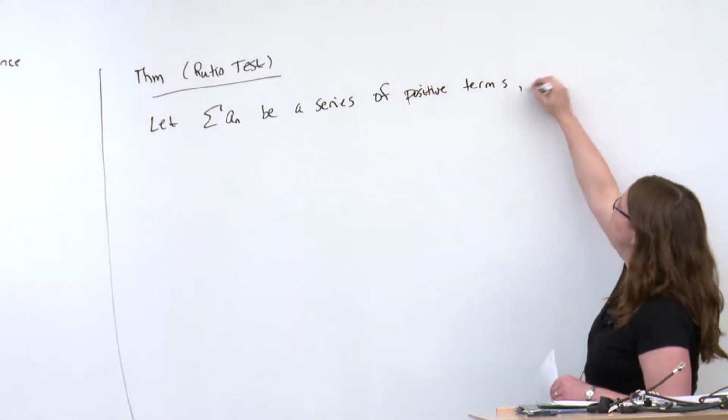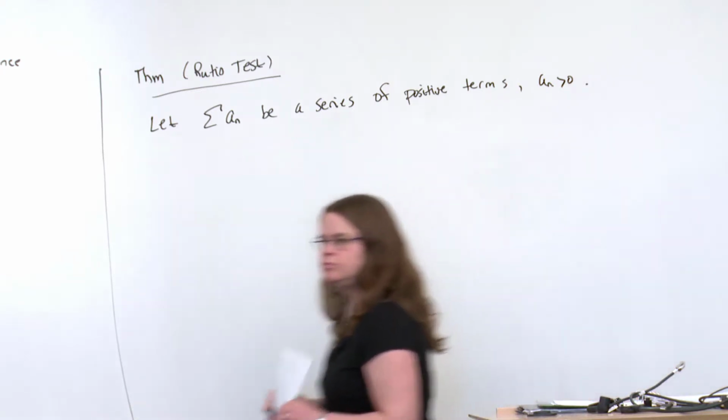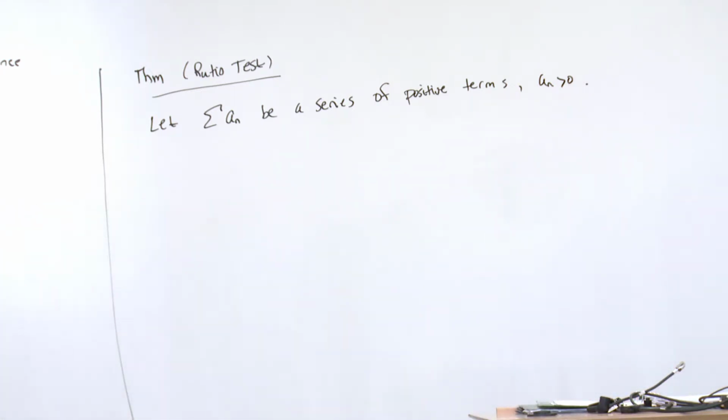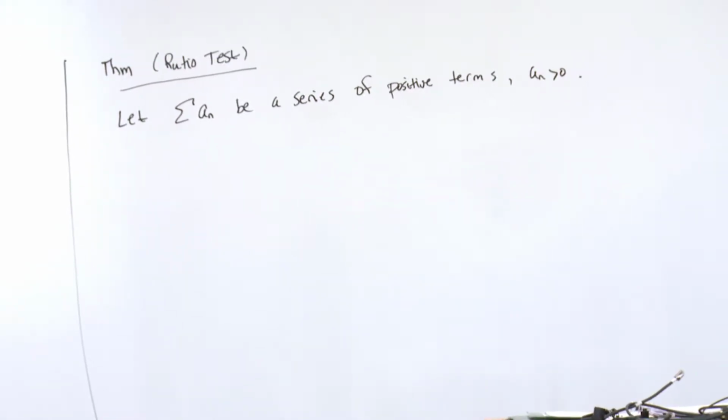Okay, so all the a_n are positive. Now there's two parts to this test. One is to try to decide if the series converges. One is to try to decide if it diverges. And there's some middle ground where the test doesn't really tell us anything.